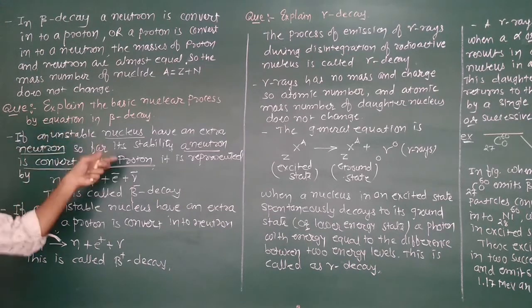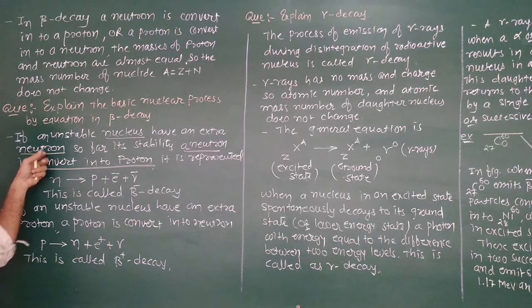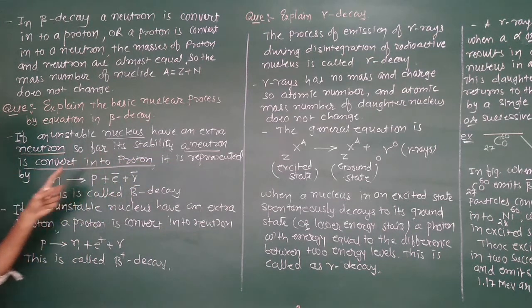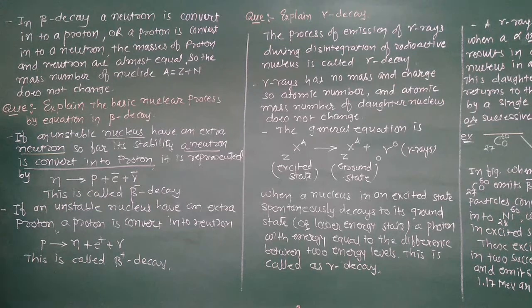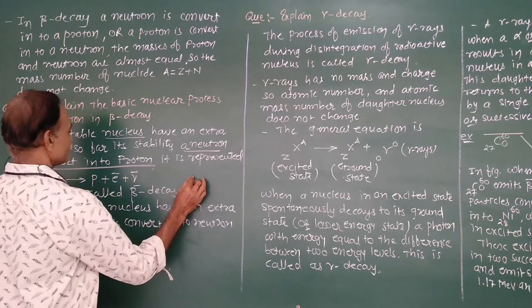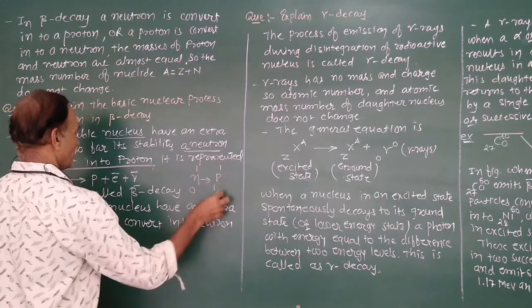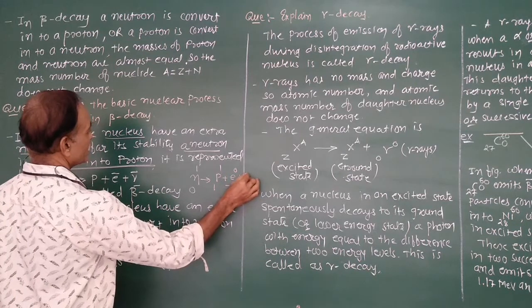Again, if an unstable nucleus has an extra neutron, for the stability of the nucleus, this neutron is converted into a proton. This is represented by the equation: neutron converts into proton plus electron plus anti-neutrino. That is also written as neutron n(0,1) converts into proton p(1,1) plus electron e(-1,0) plus anti-neutrino.